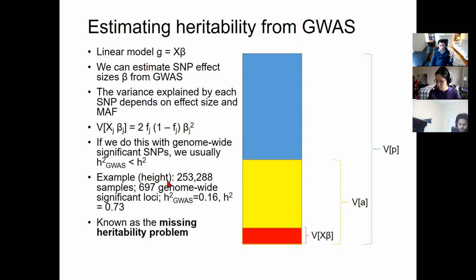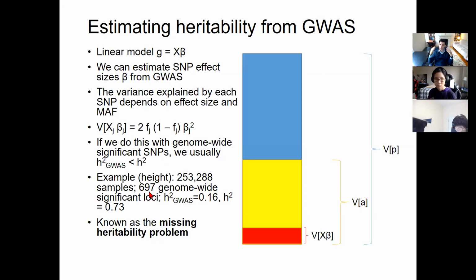So for height, with 250,000 samples and 700 genome-wide significant loci, you can think of them as ordered in a way that the strongest effect sizes are first and the weakest effect sizes are last, or at least the product of the effect size and the minor allele frequency, because some SNPs will be so rare that even if their effect size is big, they will explain a tiny fraction of the heritability. So even if you sort these SNPs by heritability explained, the one at the bottom here, the 700th genome-wide significant locus, is only explaining a tiny fraction of a millimeter in height.